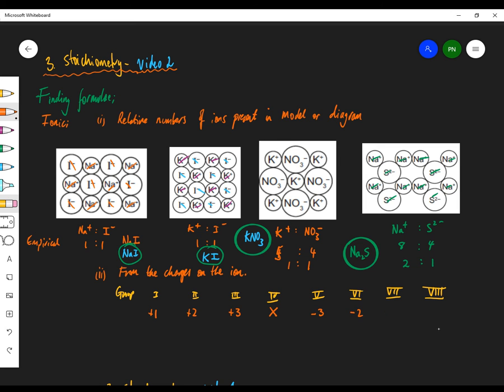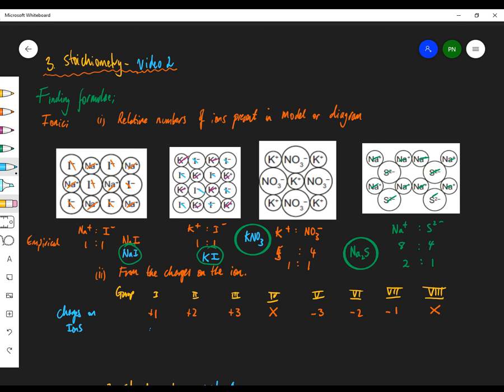If you're in group 7, you're going to gain 1, so it's -1. And if you're in group 8, you're not going to gain or lose because you're a noble gas. Okay? So these are the charges on the ions. Let's pick a typical few, shall we?